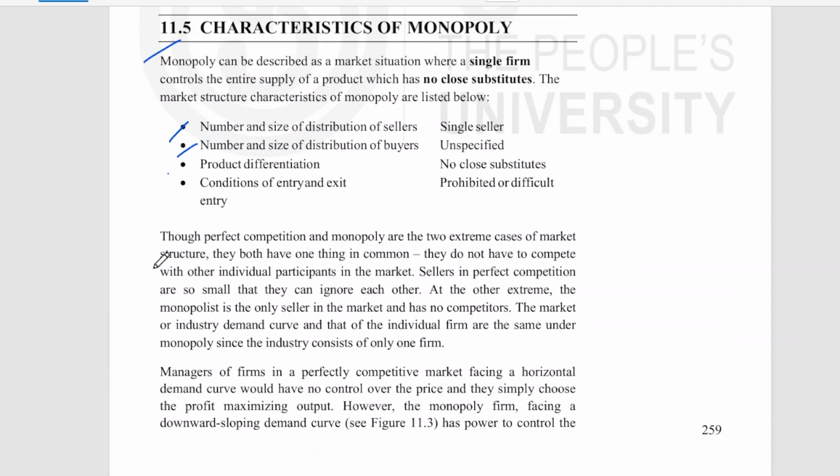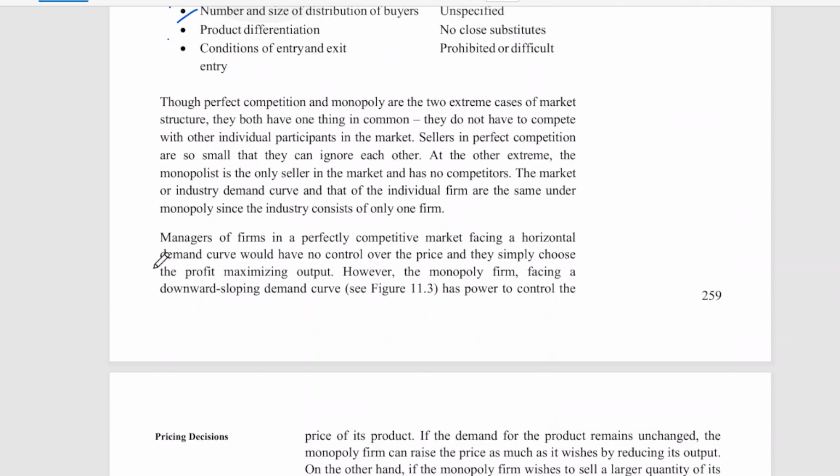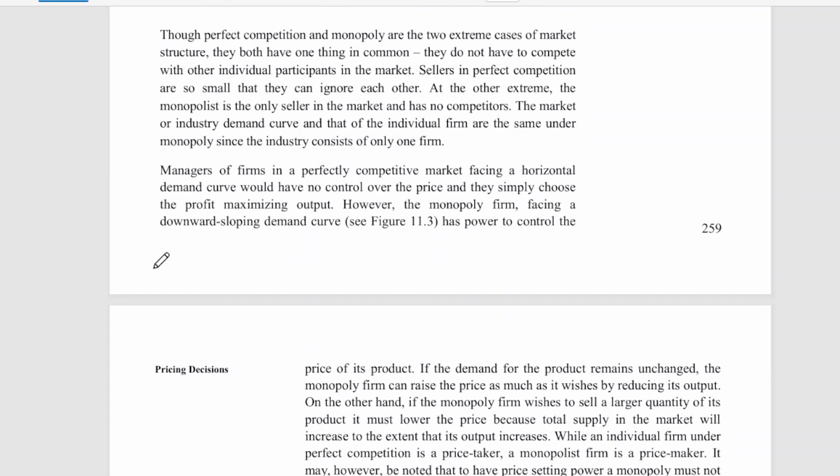Though perfect competition and monopoly are the two extreme cases of market structure, they both have one thing in common: they do not have to compete with the other individual participants in the market. Sellers in perfect competition are so small that they can ignore each other. At the other extreme, the monopolist is the only seller in the market and has no competitors.